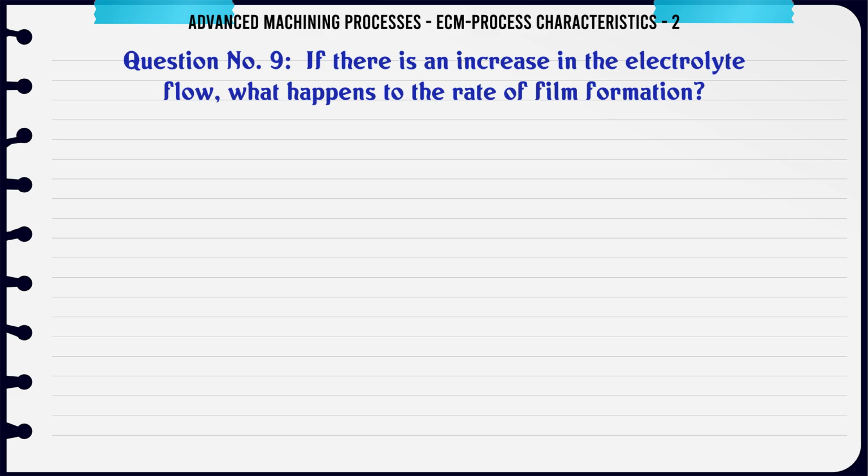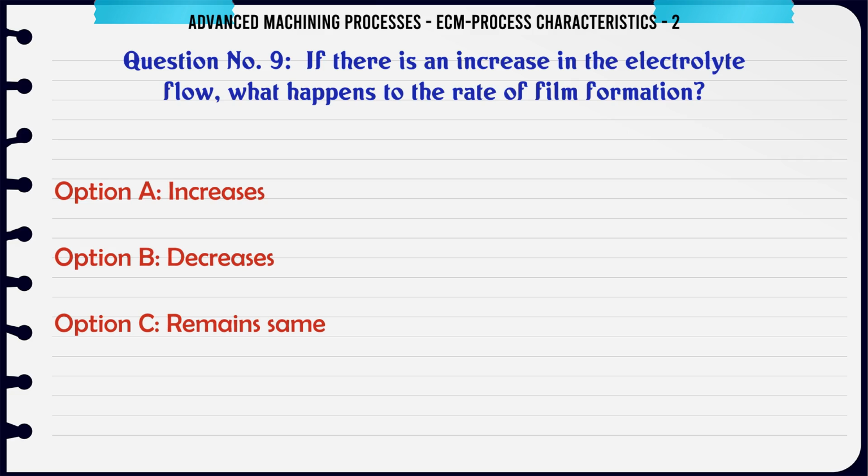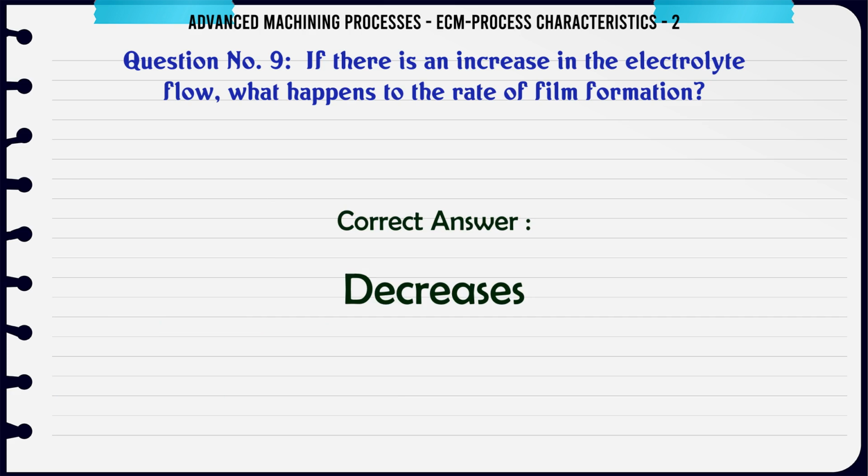If there is an increase in the electrolyte flow, what happens to the rate of film formation? A. Increases, B. Decreases, C. Remains same, D. All of the mentioned. The correct answer is decreases.